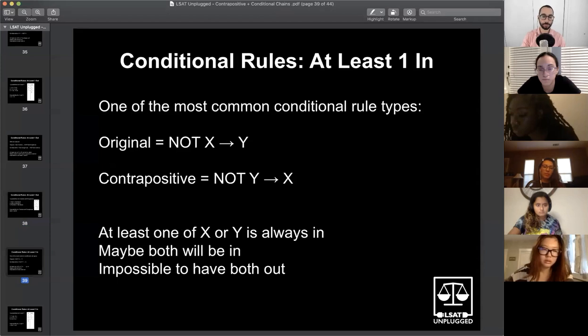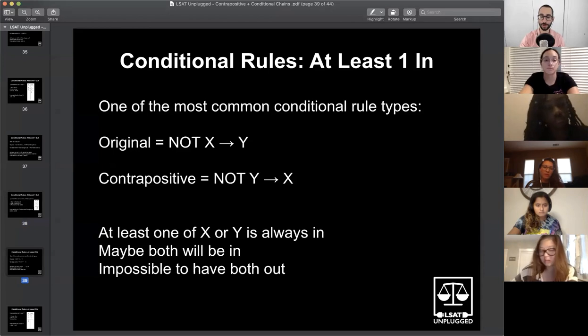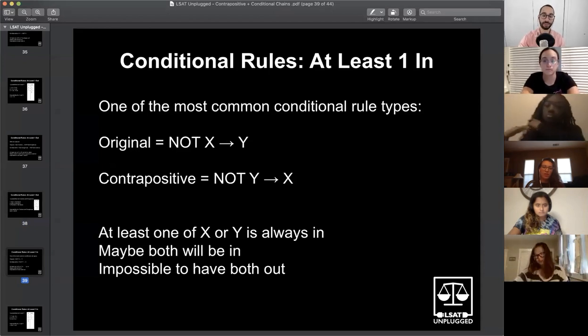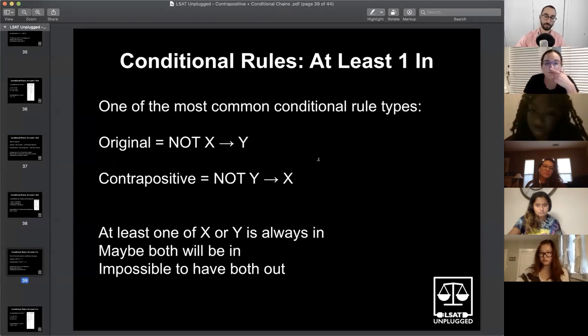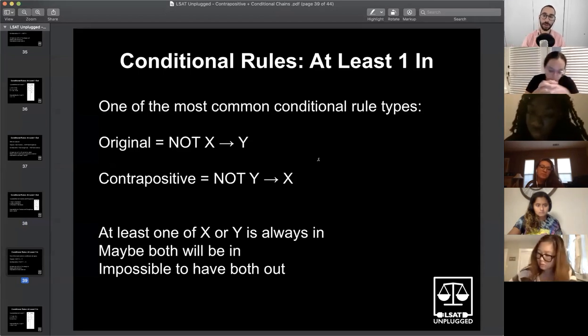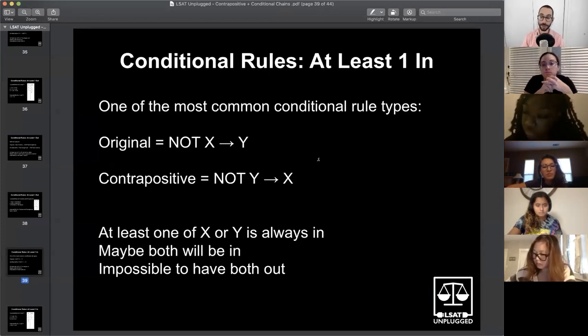Now, the other one, at least one in, is where it gets a lot more complicated. And this is a consistent source of student confusion, so definitely listen up for this one. This relates to the question Ethan was asking from the grouping splitting game with Y and L. But I'll keep it to X and Y example here. If X is out, Y is in. If Y is out, X is in. That means at least one of the two must always be in. And maybe both of them will be in. But you cannot lack both.